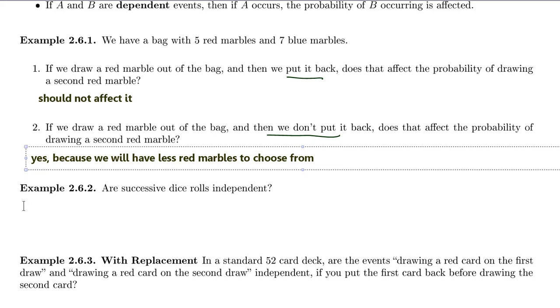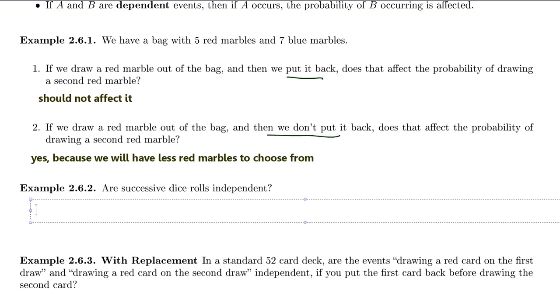So next, are successive dice rolls independent? So if I roll the dice once and then I roll it again, does what I get the first time affect what I get the second time? The answer to this should be no, they shouldn't affect each other.